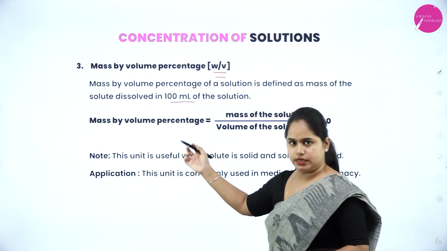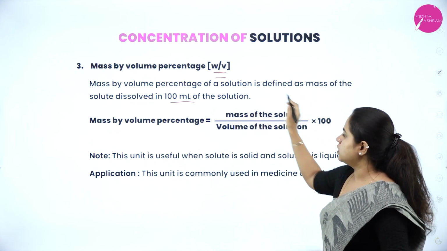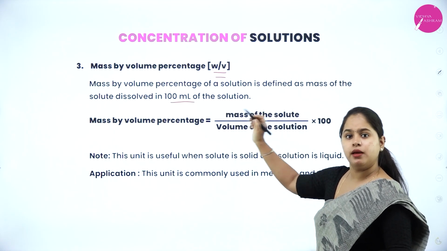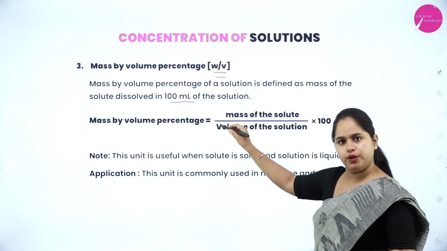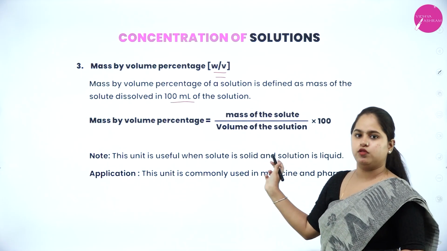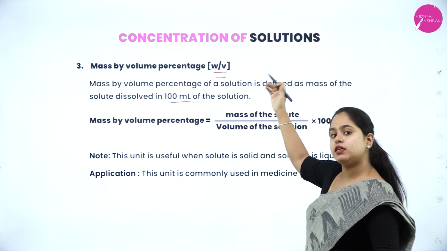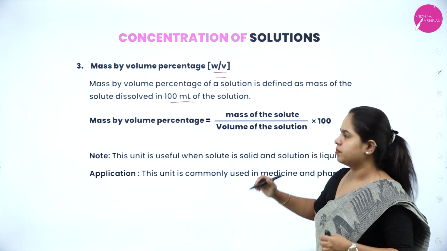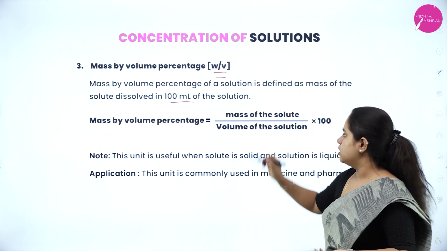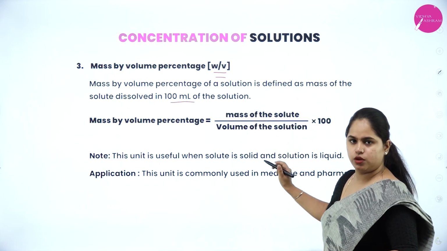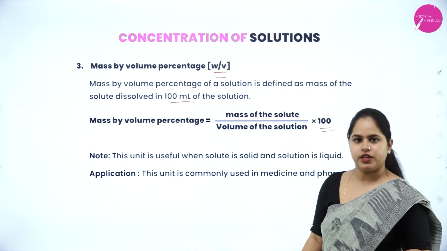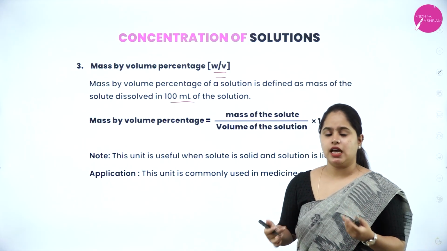Mass by volume percentage is equal to mass of the solute. In the numerator it will be mass, right? Mass of the solute divided by volume of the solution. Yes, on the numerator it is mass, denominator it is volume, right? Mass by volume percentage it is. So mass of solute by volume of the solution multiplied by 100. Clear? Right. So where is this actually used?